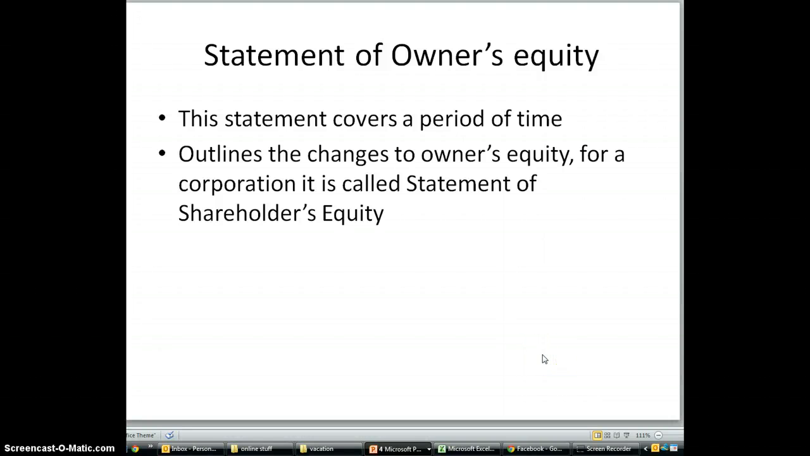So next we have the statement of owner's equity. This statement covers a period of time like the income statement. It outlines changes to owner's equity. And if you're doing one for a corporation, it's called statement of shareholders' equity, and would outline the changes to the shareholders' accounts, including the different kinds of stock.